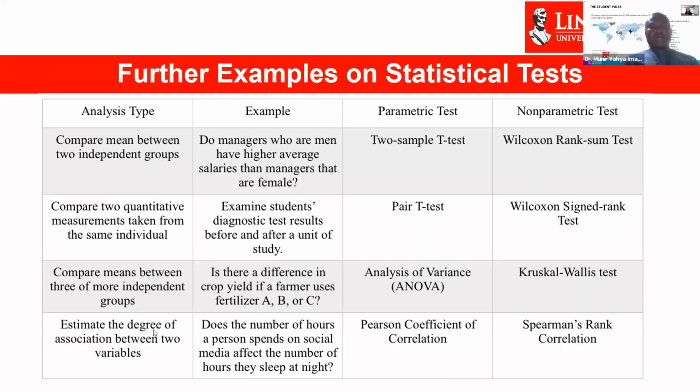Finally, another scenario could be to estimate the degree of association between two variables. An example in this regard could be: does the number of hours a person spends on social media affect the number of hours they sleep at night? If that's what you're trying to investigate, and you check your data and they are normally distributed and fulfill all the conditions for a parametric test, then what you can use here is the Pearson coefficient of correlation. But if they fail those two conditions, then you can use the non-parametric test, which is Spearman's rank correlation.